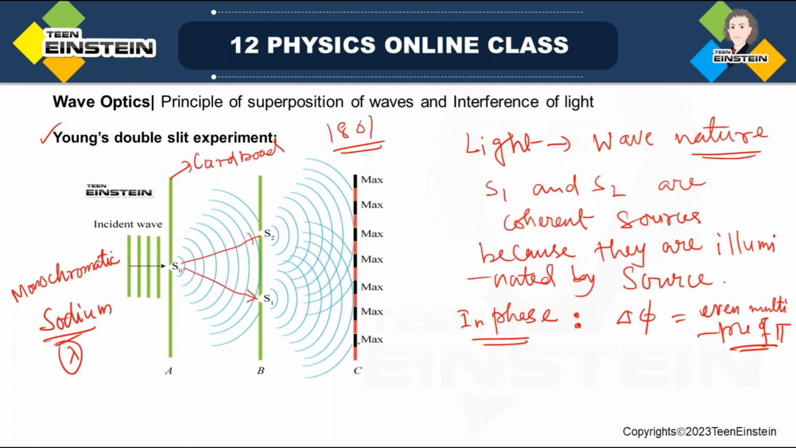This is the screen. He kept the screen after the slits at a certain distance, and this distance is generally denoted by capital D, and the distance between the slits is denoted by small d. Now on the screen, what do we see? We see alternating bright, dark, bright, dark. Maximum intensity, minimum intensity. So we see alternate dark and bright fringes.